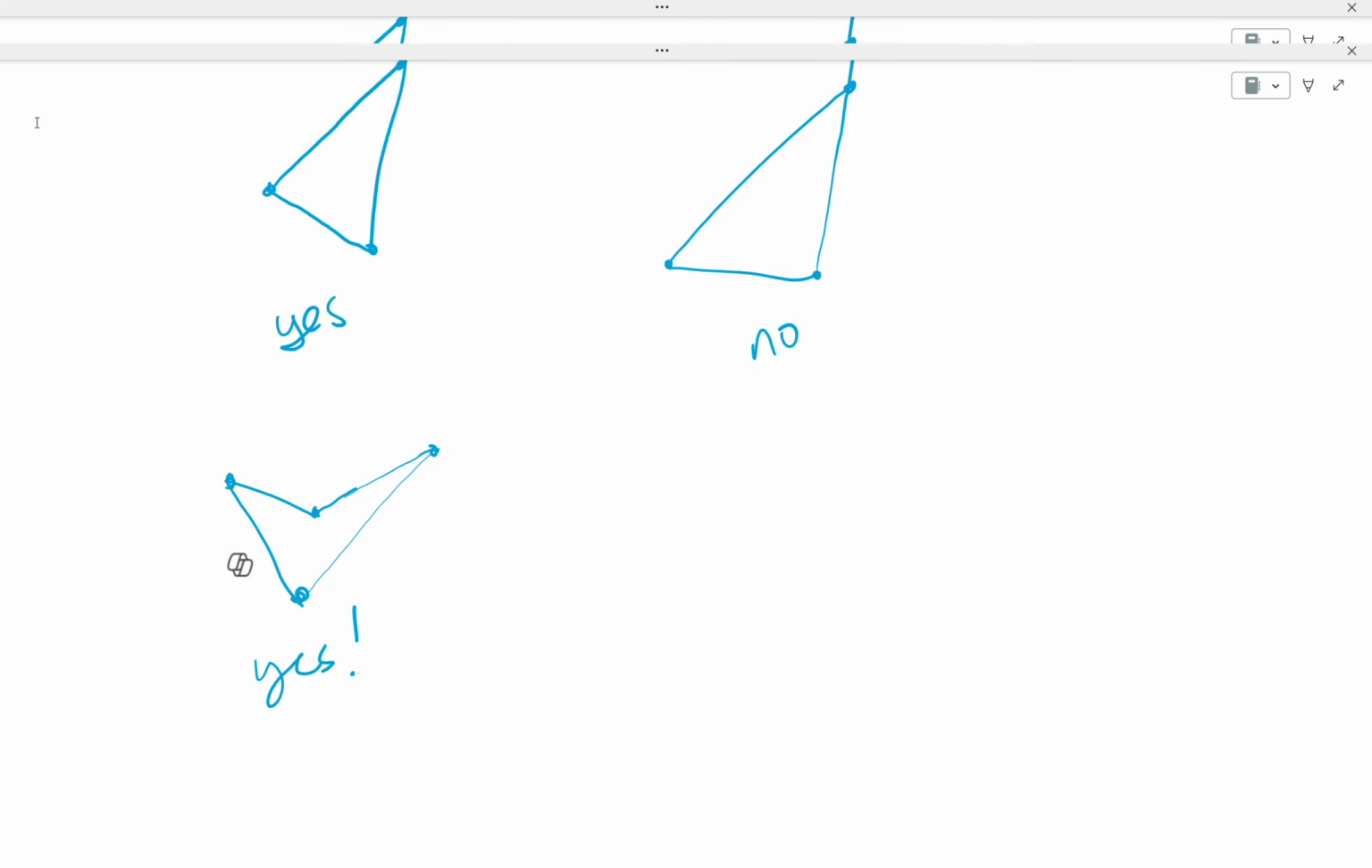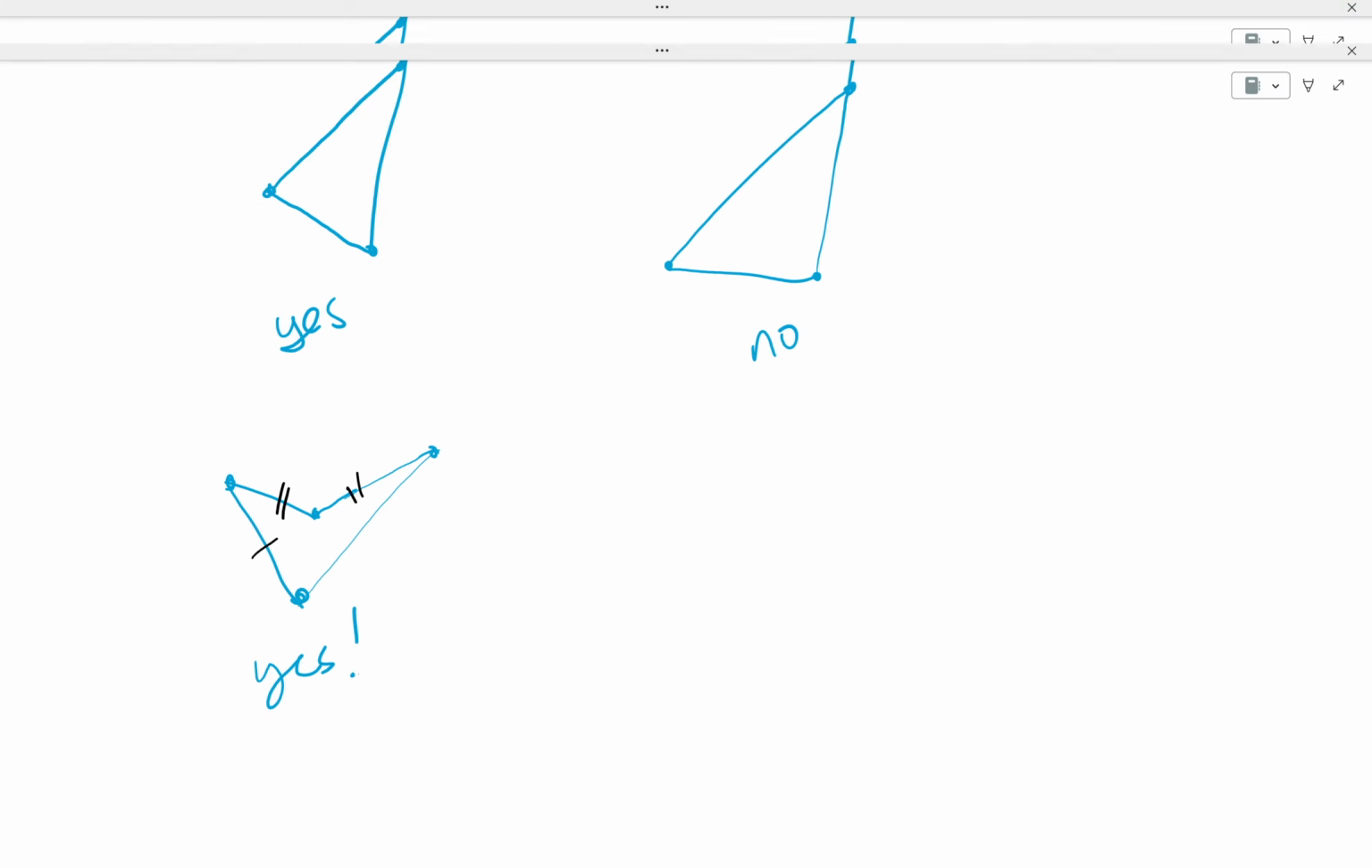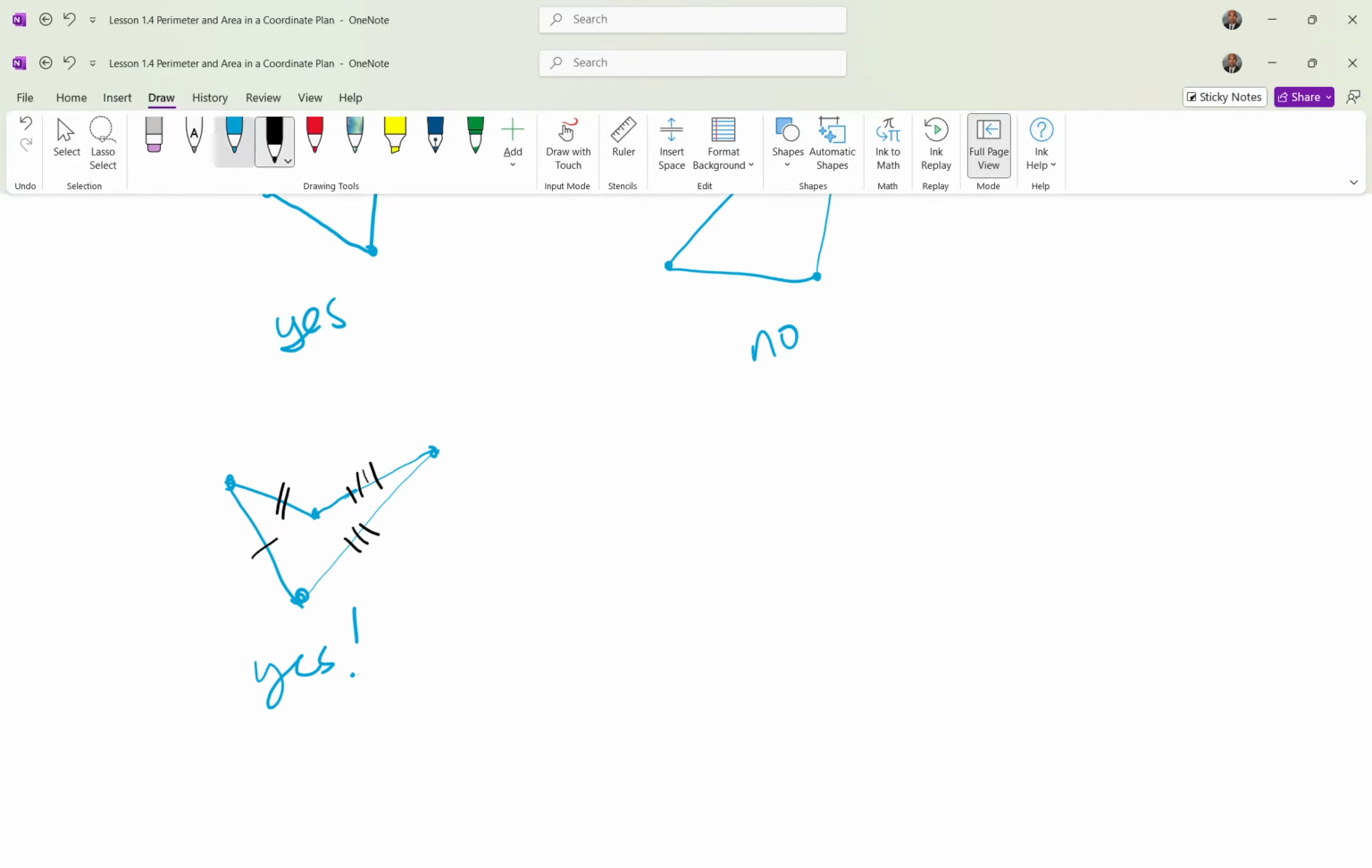Now, let me go ahead and use a different color here. Got 1, 2, 3, 4. This is a concave quadrilateral. This is actually a chevron, is the name of it. But yeah, it's actually indeed a polygon.